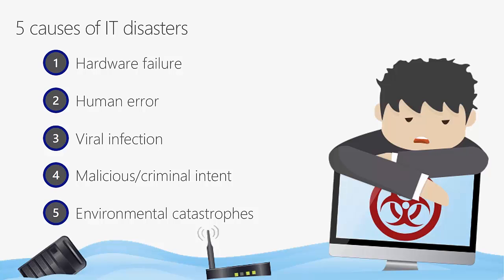The most common causes of IT disasters are often overlooked. Hardware failures, human error, or malicious intent can all cause a critical application to go down. I've seen an entire ERP system go offline because of a viral infection. So it is important to understand that an event does not have to impact your entire data center to become a disaster. But when a disaster does happen, what do you do?